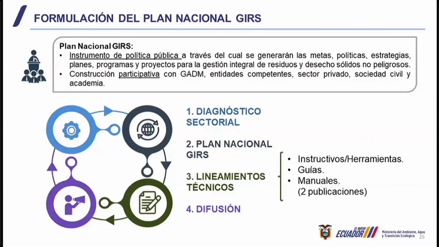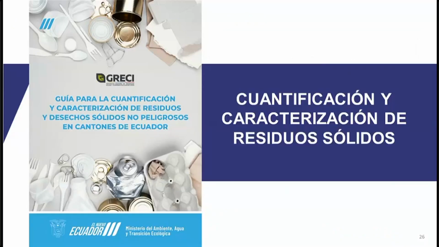Este plan lo estamos construyendo de manera participativa y lo interesante es que se deriva el componente técnico del plan: instrumentos, herramientas, guías y manuales que van a complementar la política pública que se va generando respecto de residuos sólidos. Queremos comentarles sobre varias de estas herramientas que como ministerio hemos podido ya desarrollar y publicar.